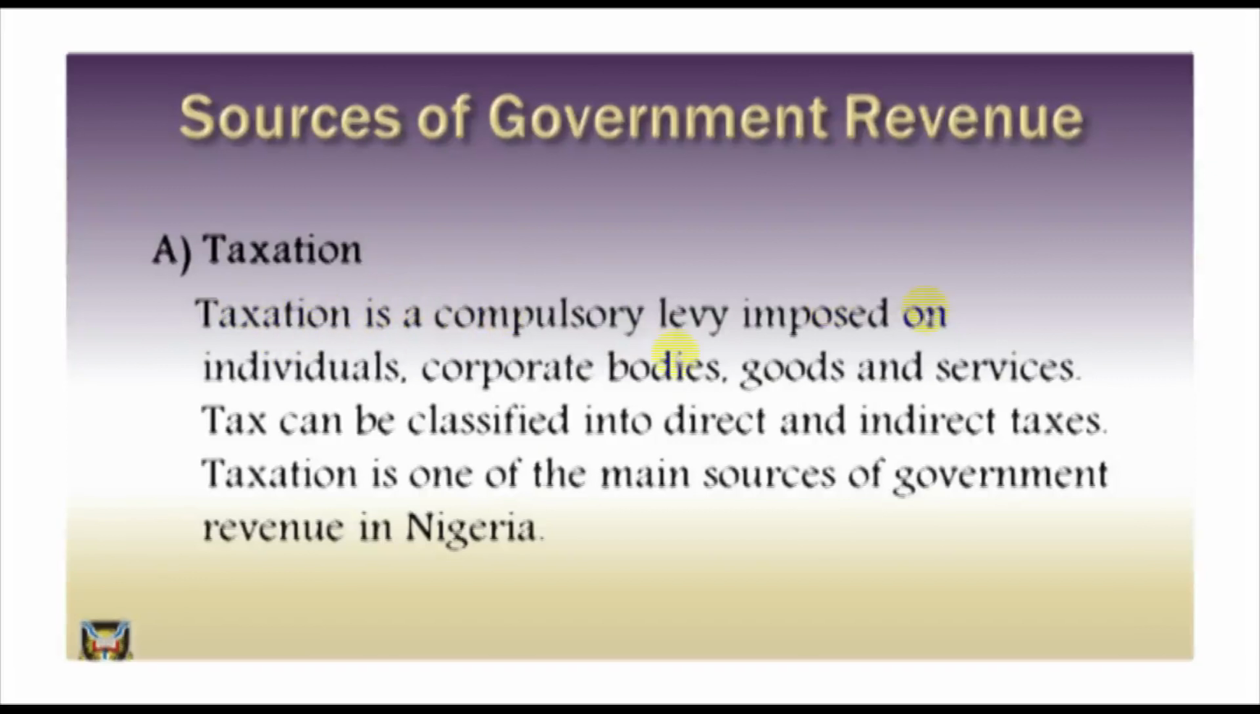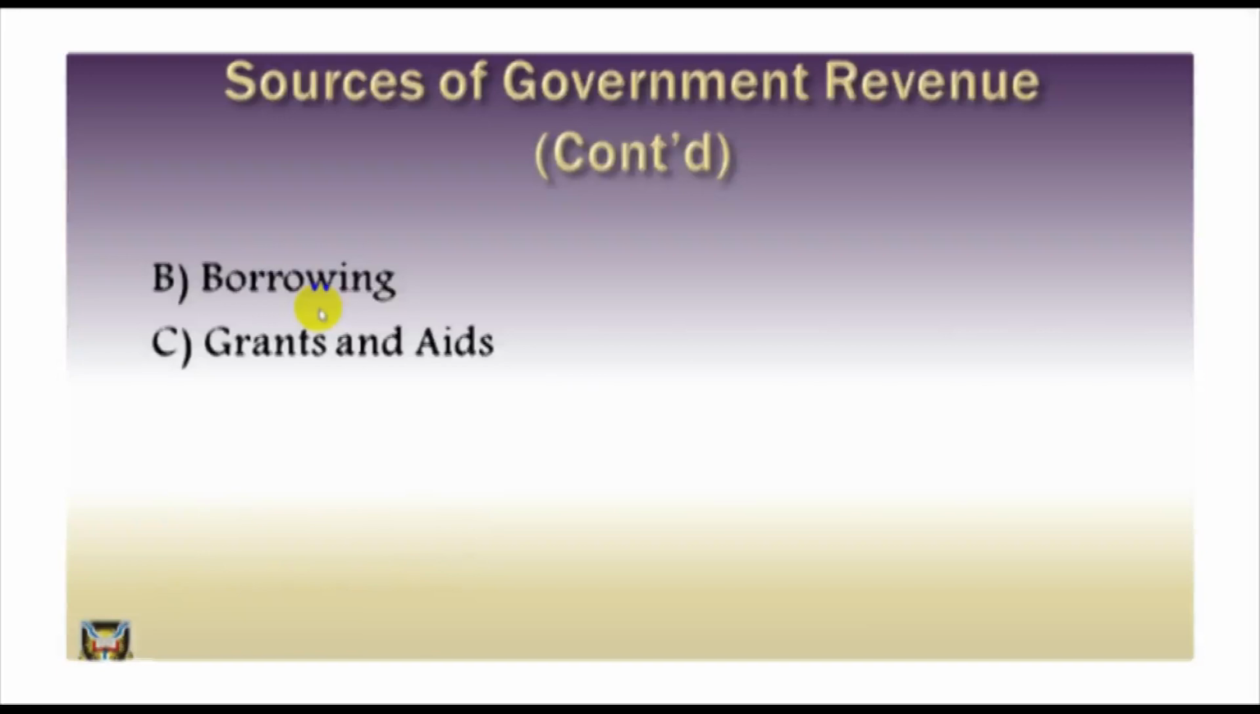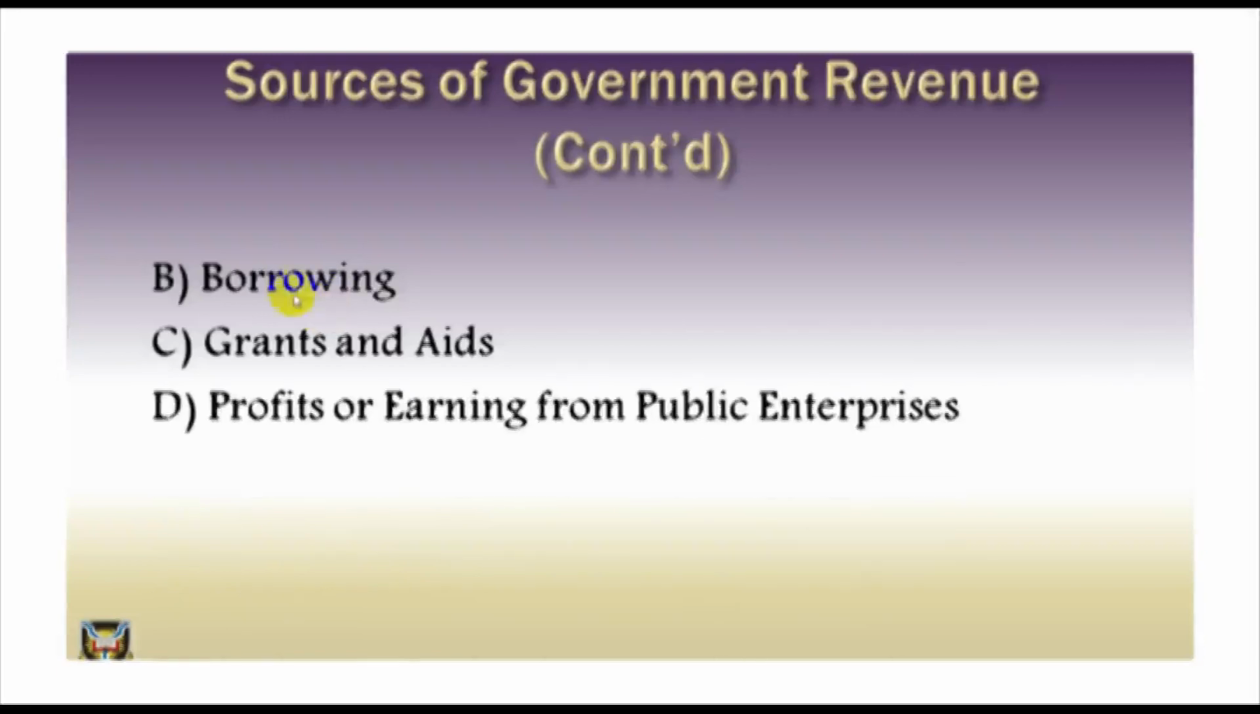The following are some of the sources of government revenue. A. Taxation. Taxation is the compulsory levy imposed on individuals, corporate bodies, goods, and services. They can be classified into direct and indirect taxes. Taxation is one of the main sources of government revenue in Nigeria.